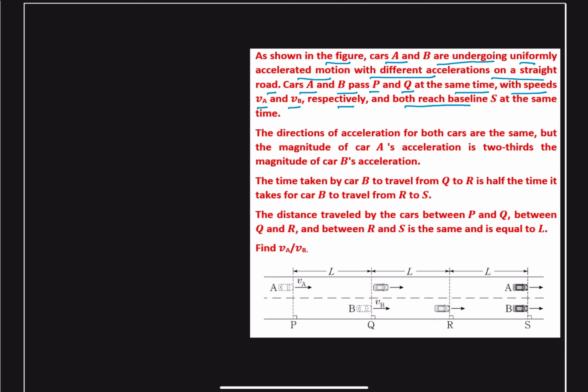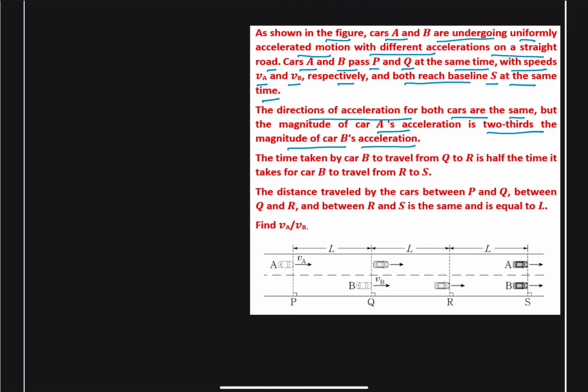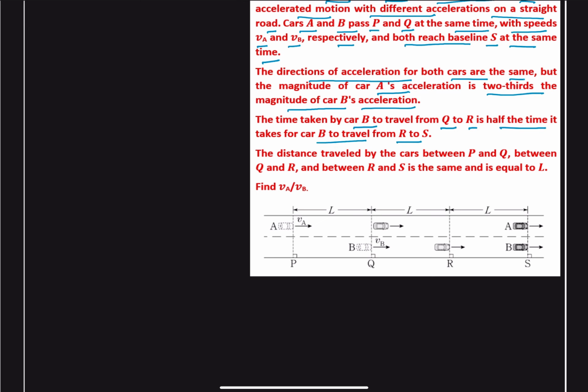The direction of acceleration for both cars is the same, but the magnitude of car A's acceleration is 2/3 the magnitude of car B's acceleration. The time taken by car B to travel from Q to R is half the time it takes car B to travel from R to S. The distance traveled by the cars between P and Q, between Q and R, and between R and S is the same and is equal to L.